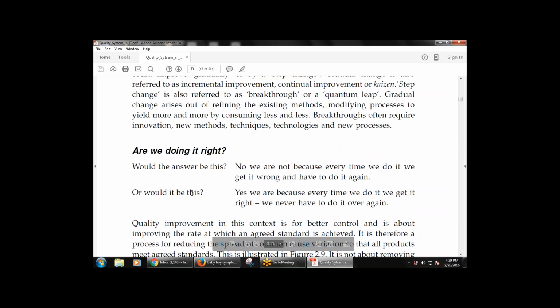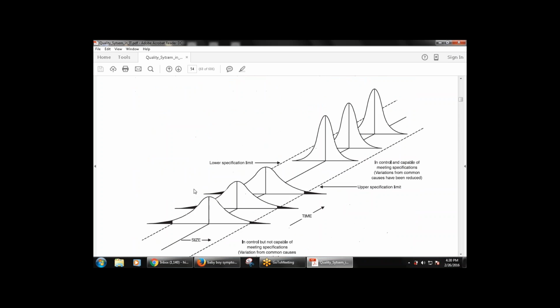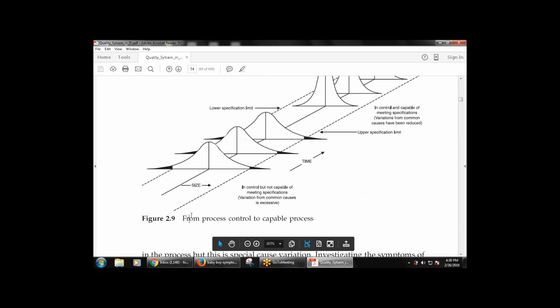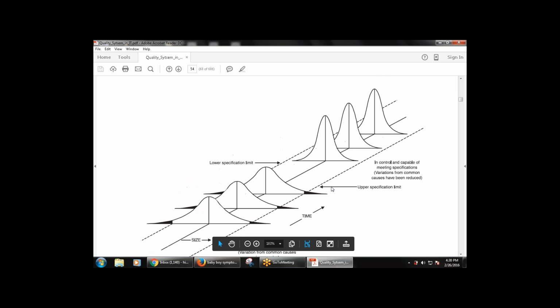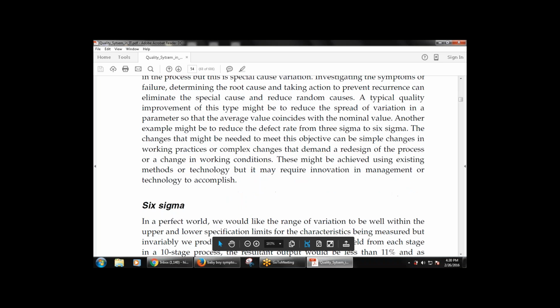First is, are we doing it right? That means whatever we are doing, is it right or not? It is a question for ourselves: are we building it right? This is one of the charts, going from process control to the capable process. This is a specification limit used for meeting specifications.